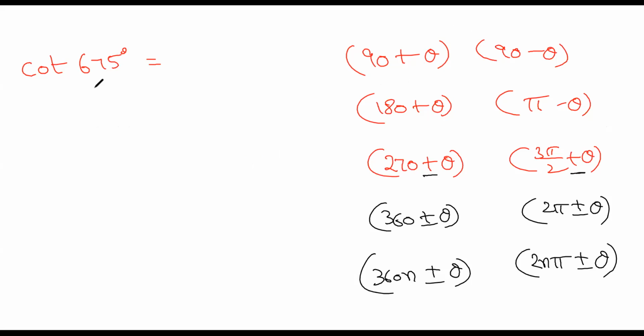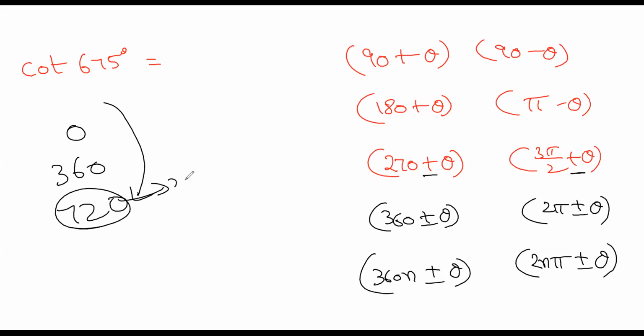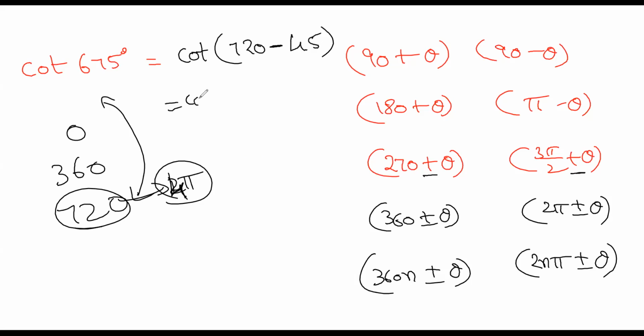When you see this 675, it means it's nearly double the value, right? So 0, 360, 720. 675 is near to 720. That is 2 pi, 4 pi. We can write cot of 720 minus 45, which is equal to cot of 4 pi minus 45.